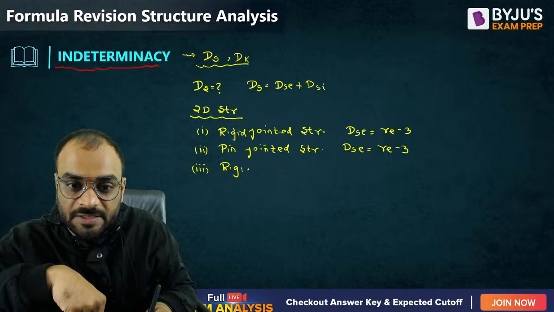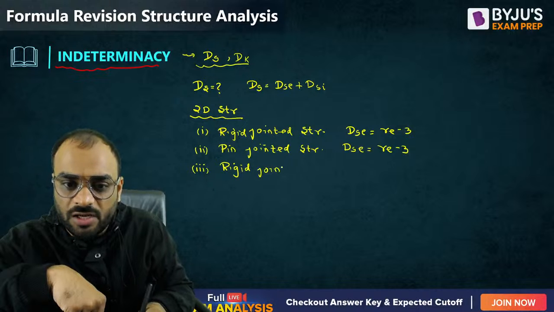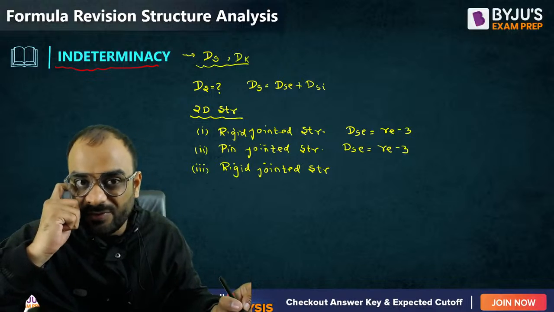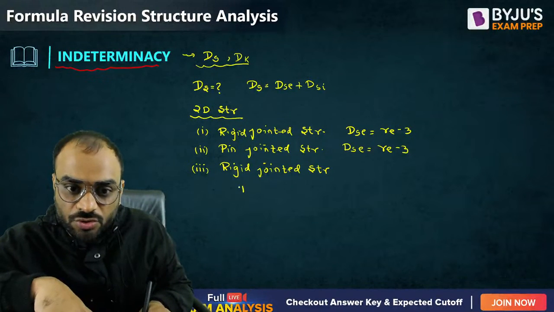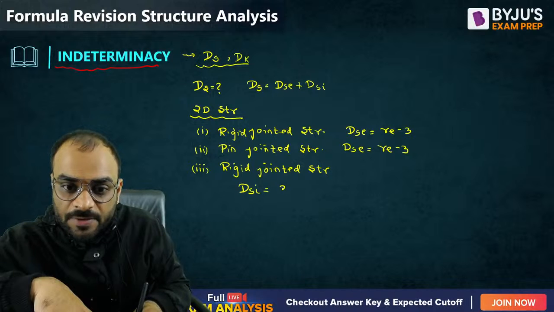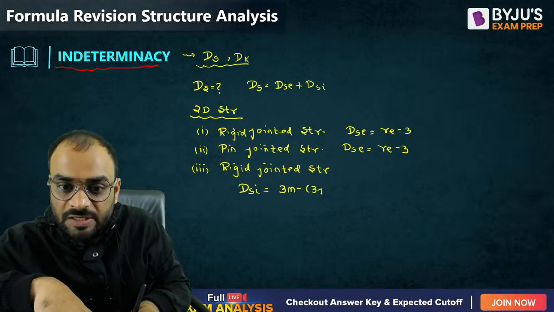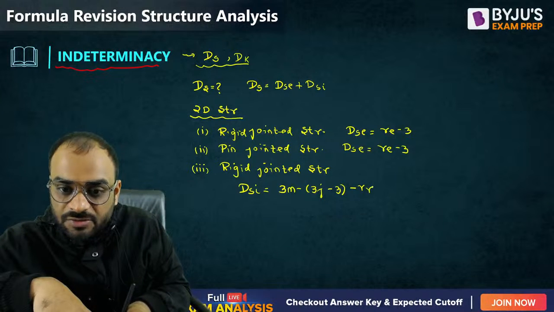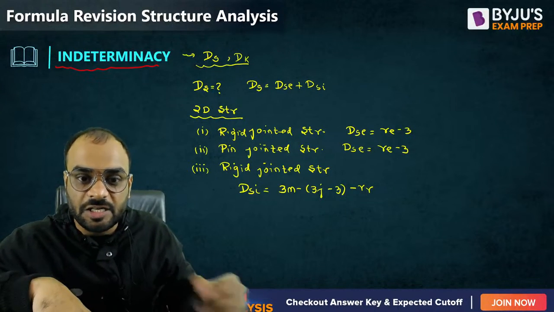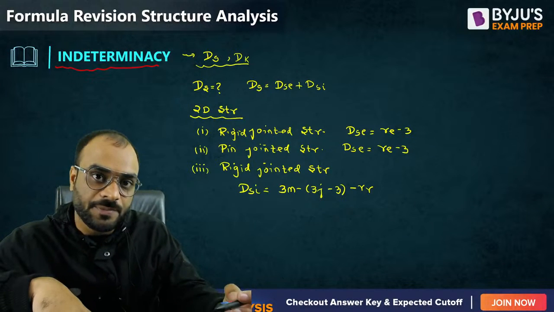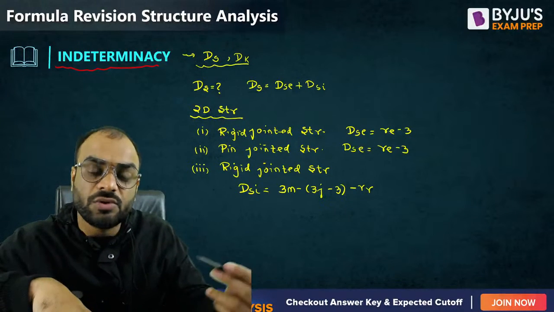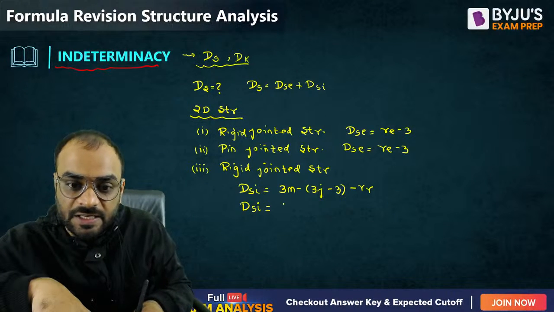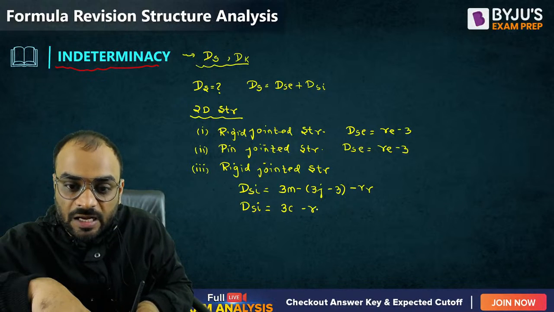Internal static indeterminacy, that means DSI. So there are two formulas which you have to use in the exam. One is based upon member and the second one is based upon number of closed loops. So you know that, guys, how to calculate the DSI value? It will be 3m minus 3j minus 3, and minus RR. So this is one of the formulas to calculate the internal static indeterminacy, in which m is total number of members, j is total number of joints, RR means total number of reaction releases. Okay, now the another formula which we have is DSI is equal to 3c minus RR.